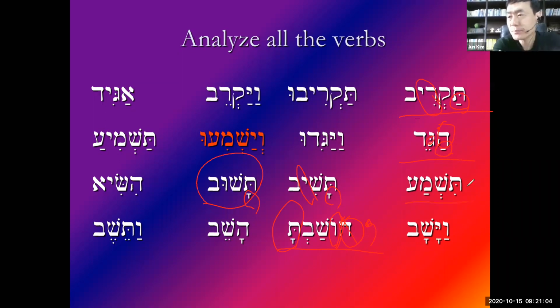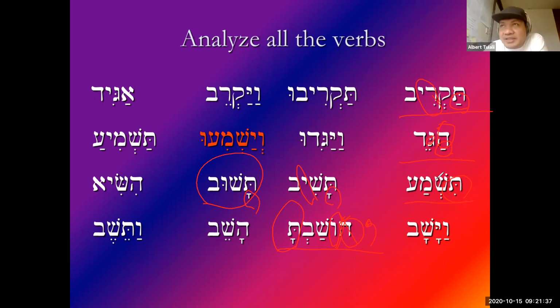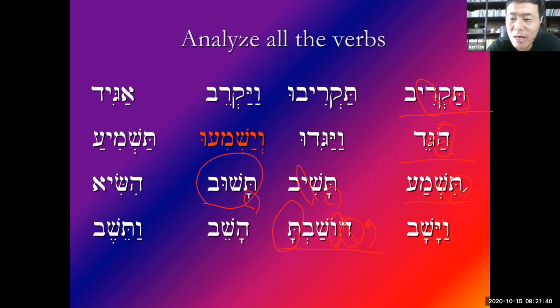What about this? We are almost done. Must be prefix form. But whatever form it can be, think about these three possibilities in terms of stem: qal, piel, hiphil. It cannot be piel without dagesh forte. It cannot be hiphil without a pata under the first, a pata under the prefix pronoun. Good job, Albert. So it must be qal stem.